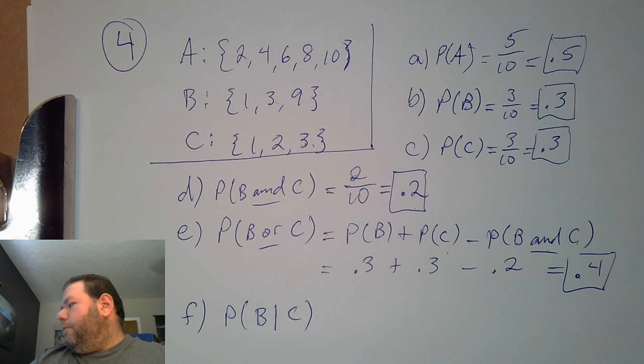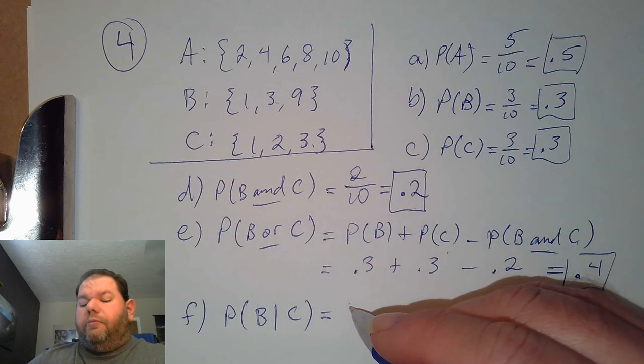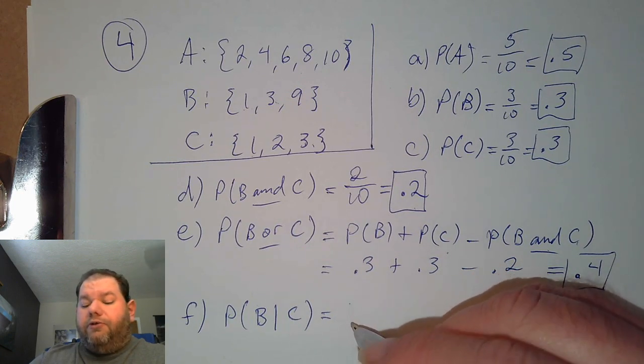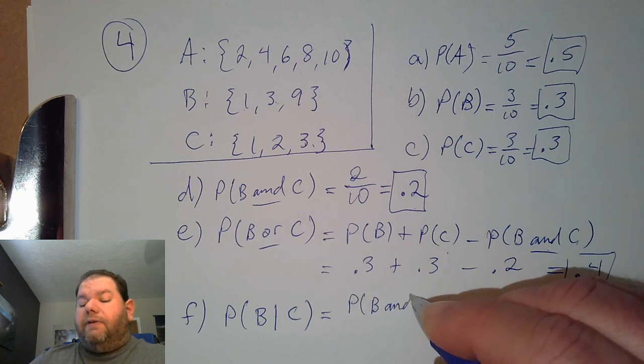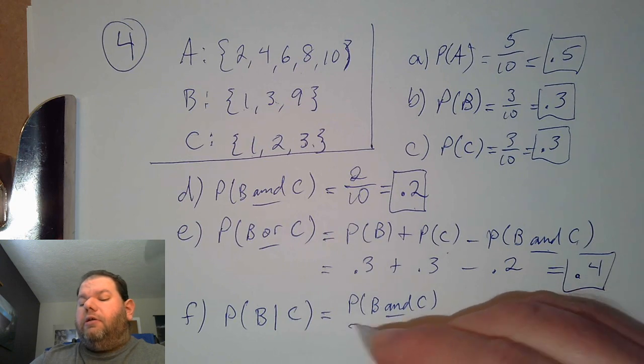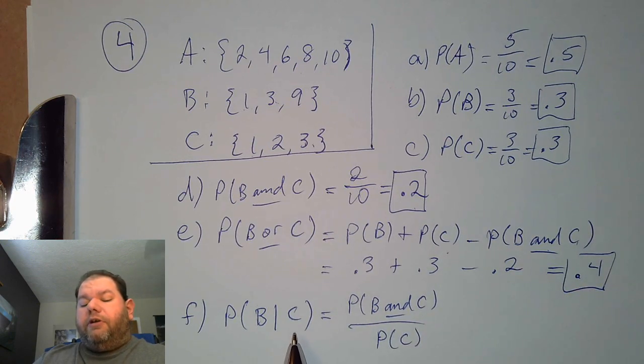Okay, part F, we have the probability of B given C. Now, according to our conditional probability formula, that means we want the probability of B and C divided by the probability of C. Whichever one comes second is the one that's on the bottom.